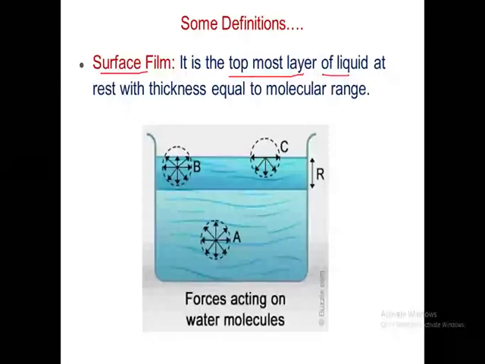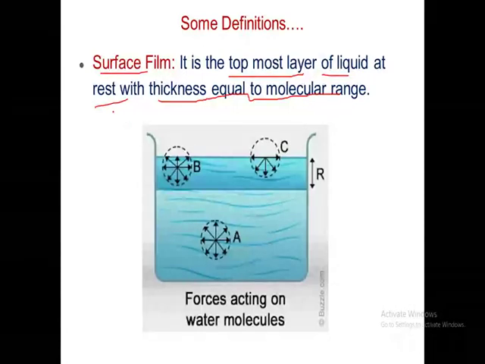It is the topmost layer of the liquid at rest with a thickness equal to the molecular range. Now in the diagram you can see here, it is shown by this layer. The top, you can see this is the topmost layer, right? If you take a particular thickness of R, that is from here to here, what is this distance? This distance is nothing but the molecular range, right?